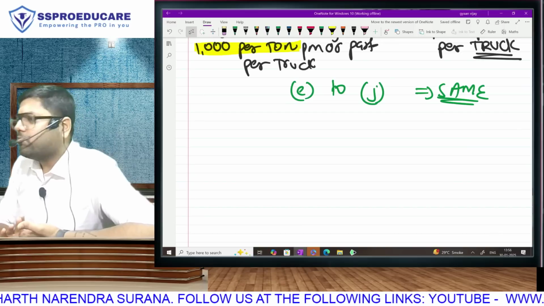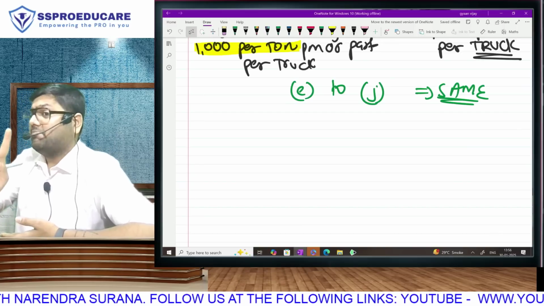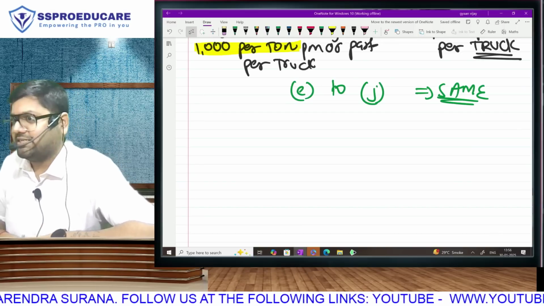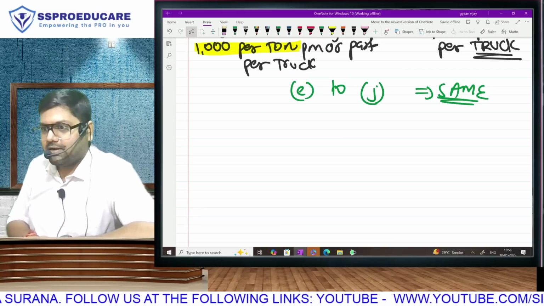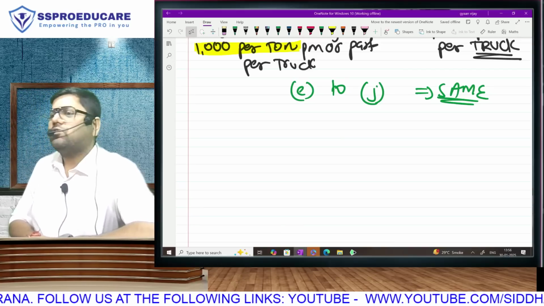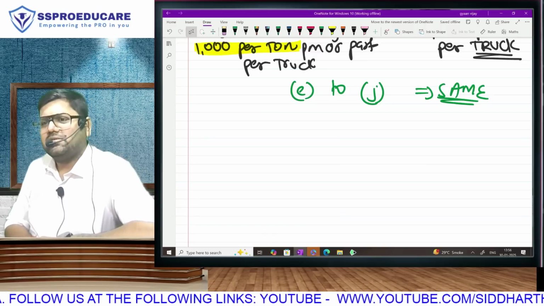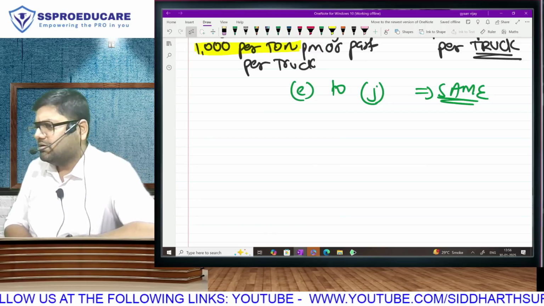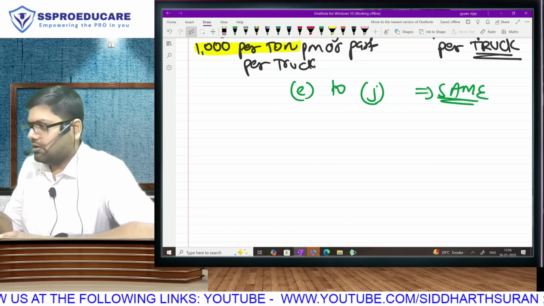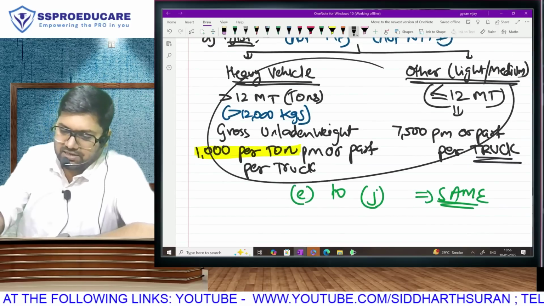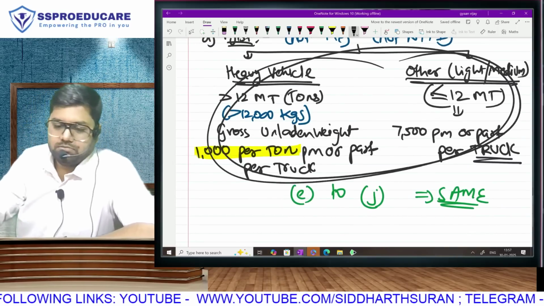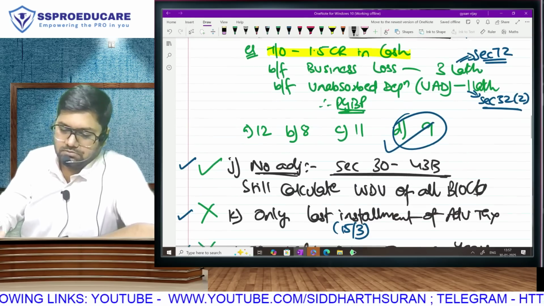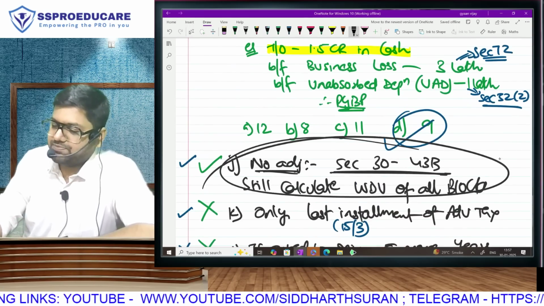Have we understood that all points are same? Last 2 not applicable means lock-in not applicable, and all 4 advance tax installments. That means only the last installment not applicable. Correct? My question is, are we going to do any adjustment like additional depreciation, etc., 32, 43B? Apply presumptive, take this calculation. After that, will we do any adjustment?